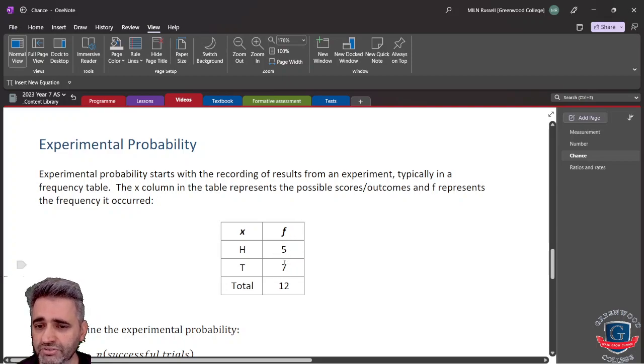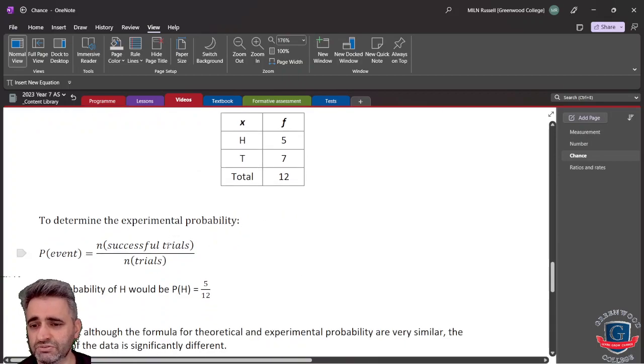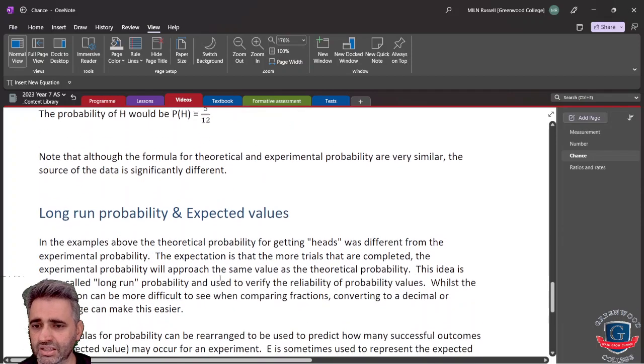So heads happened 5 times, tails happened 7 times, for a total of 12 times. Now we can get the probability of heads based on this experiment by putting the successful trials divided by the number of trials. So the probability of heads would be 5 out of 12. So 5 out of the 12 times we managed to get heads. Now, though the formula is similar for both theoretical and experimental probability, the source of the numbers that we put in are quite different, and we need to be aware of that.